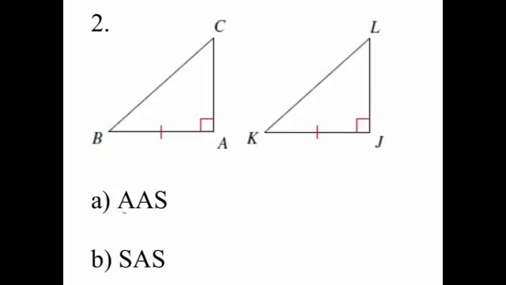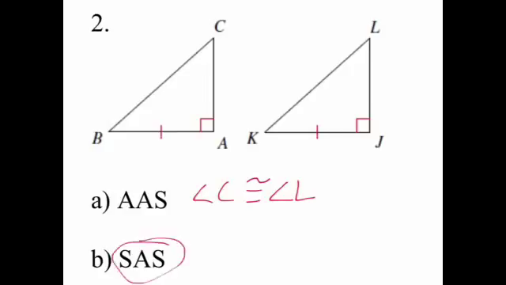We want to get angle, angle, side. Well, we already have the angle side part. We need another angle. So here's the angle. Here's the side. We need the previous angle. So the angle at C and at L need to be congruent. You can write it just like this. Angle C congruent to angle L.